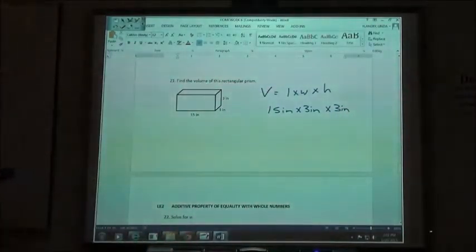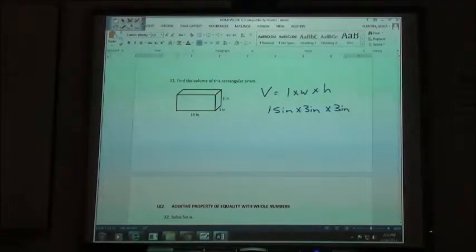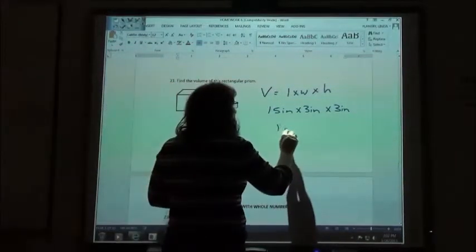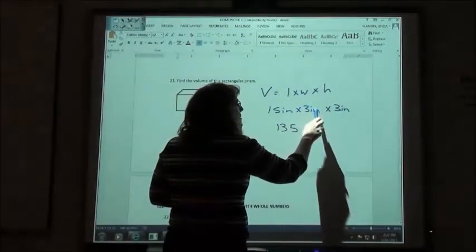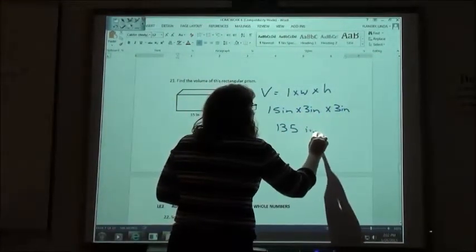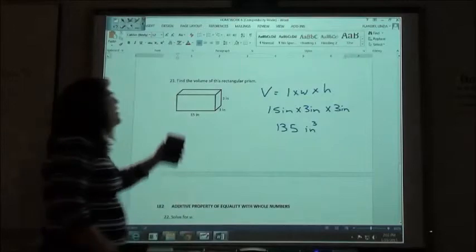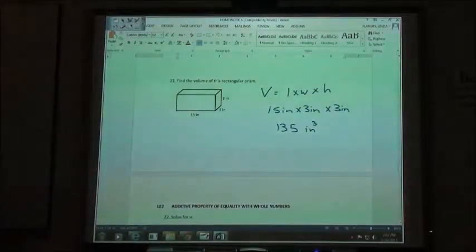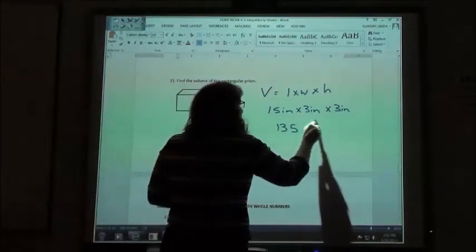So if I multiply that out, 15 times 3 times 3, we get 135 inches times inches times inches, inches to the third power. We know that with volume, our label's always in cubic units. So 135 inches cubed.